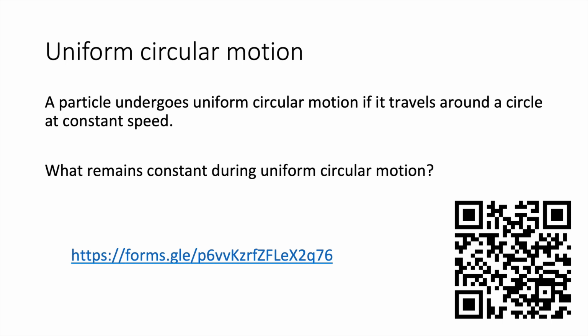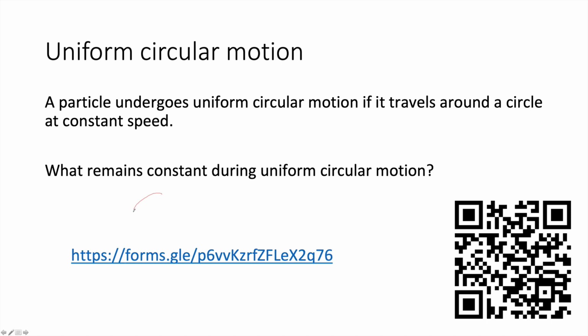So on to new material, uniform circular motion. A particle undergoes uniform circular motion if it travels around a circle at a constant speed. So the question is, what remains constant during uniform circular motion? There was a list of things to choose between. We could choose speed, which does remain constant. It tells us that here in the definition.